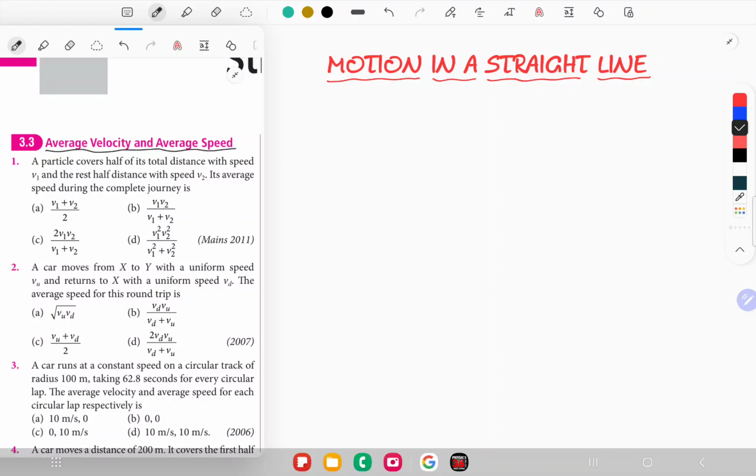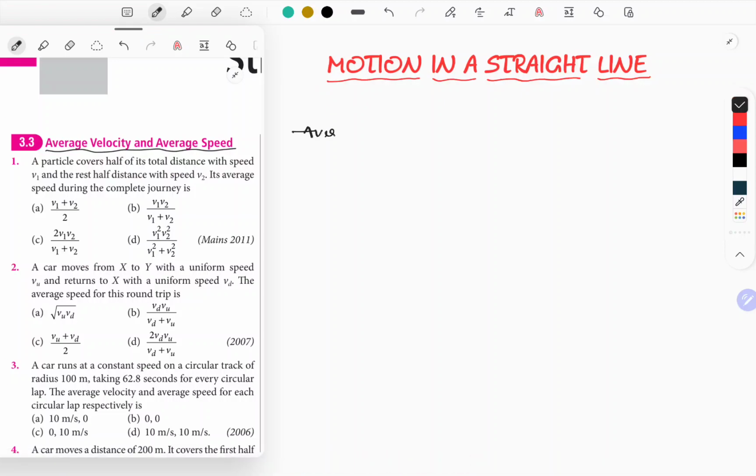First of all, let me explain what is the meaning of average velocity and average speed. The meaning of average velocity is, average velocity is equal to total displacement divided by total time. Total displacement by total time.